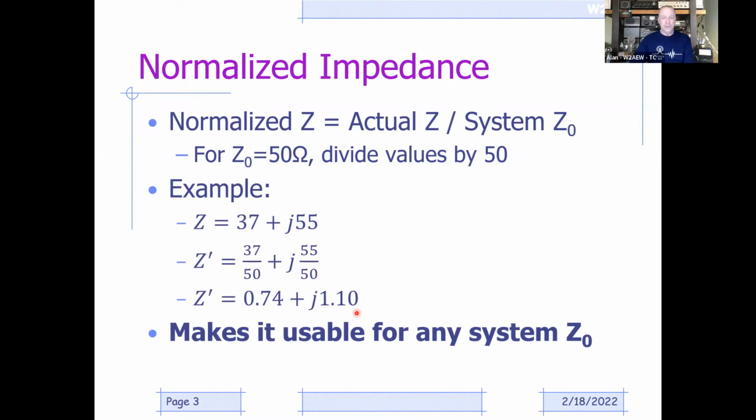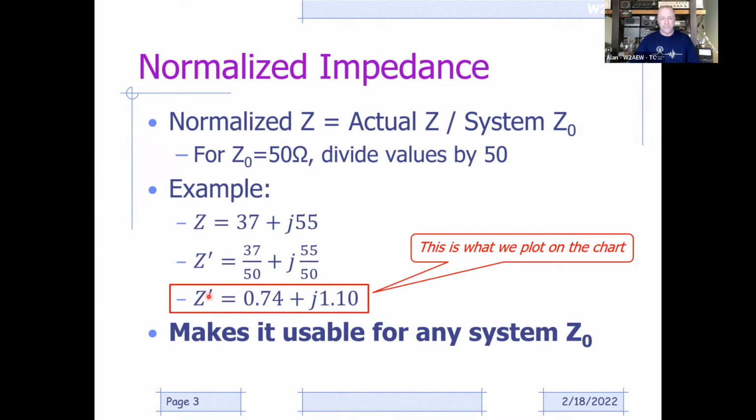So again, by normalizing to the system impedance in use, it makes the Smith chart usable for any system impedance. In our case, it's mostly going to be 50, and that's all we're going to deal with today. And this value, this normalized impedance, is what we plot on the chart, and that's the way the chart is all drawn.